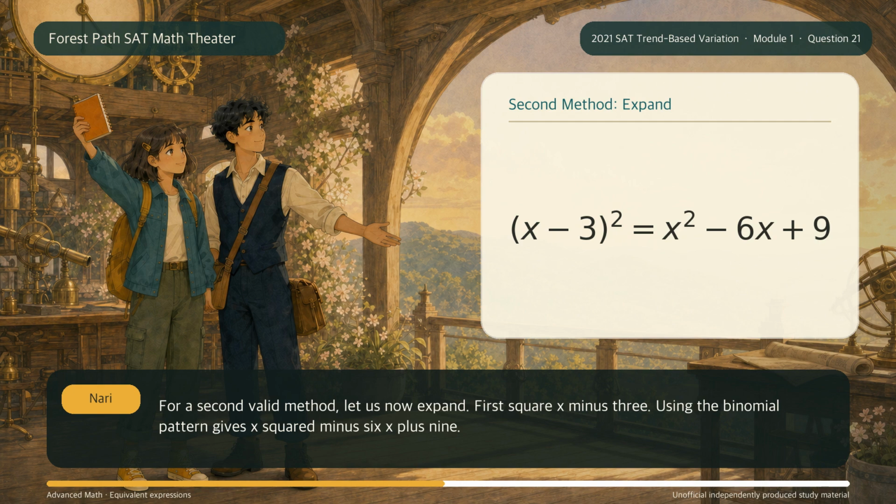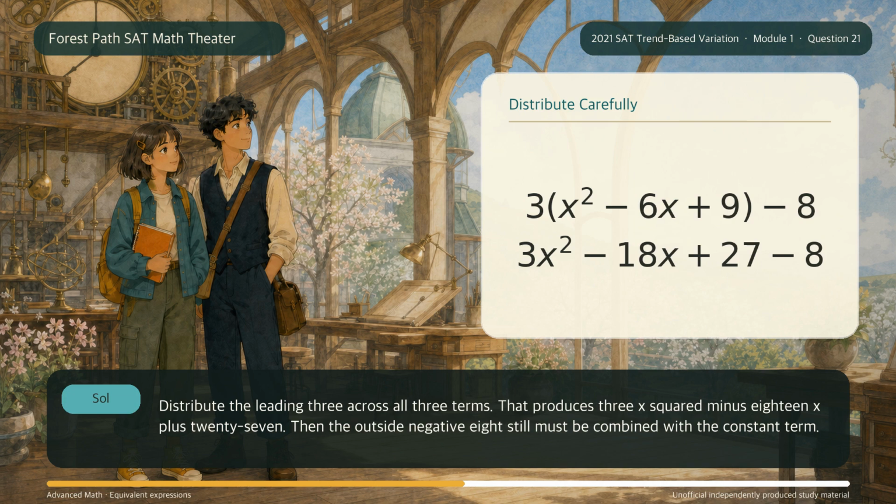For a second valid method, let us now expand. First, square x minus 3. Using the binomial pattern gives x squared minus 6x plus 9. Distribute the leading 3 across all 3 terms. That produces 3x squared minus 18x plus 27.